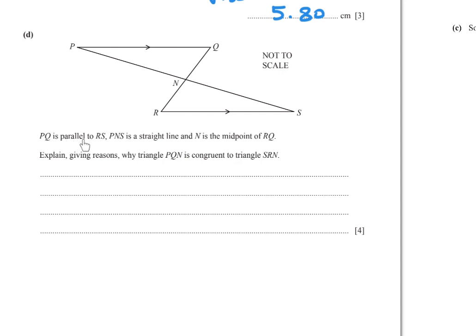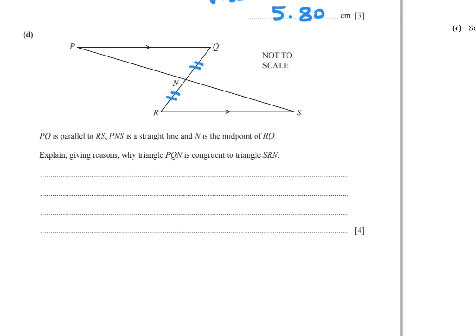BQ is parallel to RS. BNS is a straight line and N is the midpoint of RQ. So this means RN equals NQ. Explain, give reasons, why triangle BQN is congruent to triangle SRN.